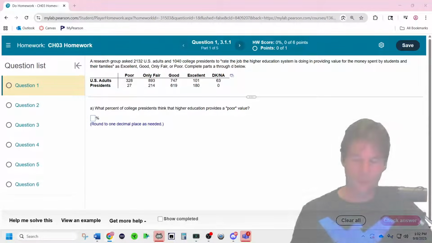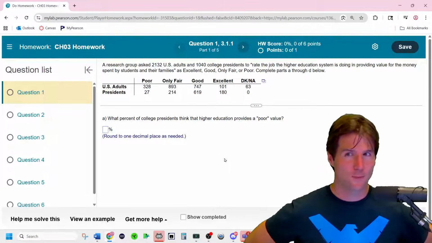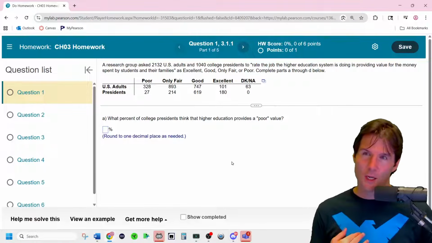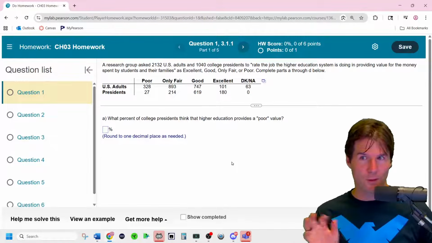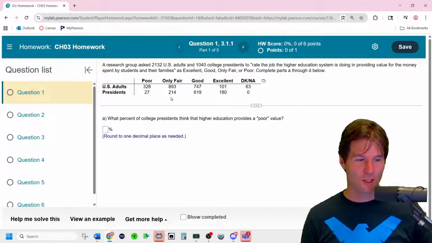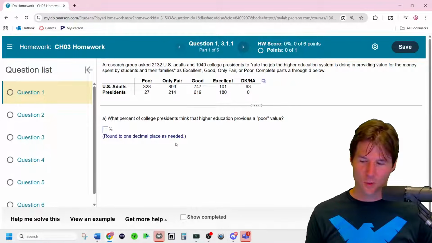So what you're looking at here is whether someone is a U.S. adult or a president of a college. You can be both technically, but if you're a president of a college, we're going to classify you as a president of a college. So that means it's mutually exclusive. You're either one or the other in the category sense, and then how you view the college education as a whole. When you're working with this, it helps if you have the totals. You can throw it into Excel and get some totals out of this.